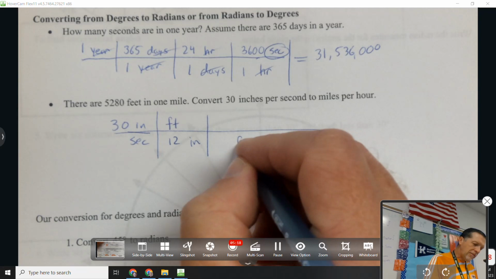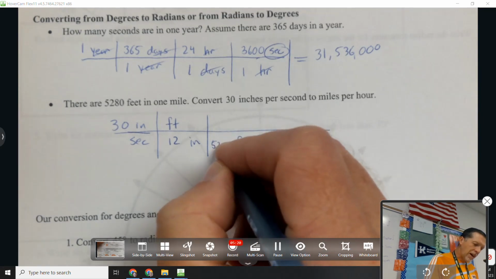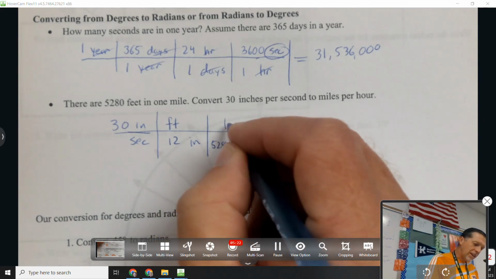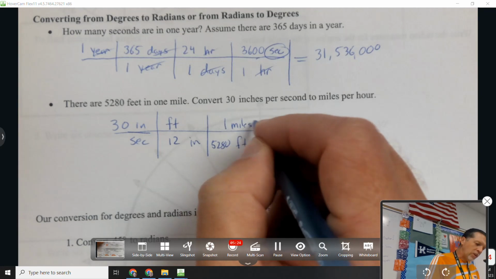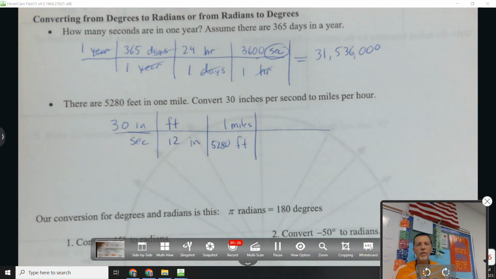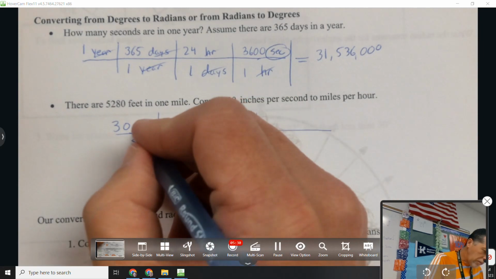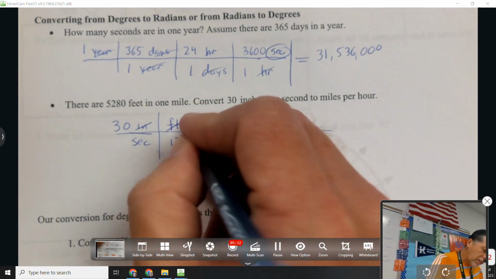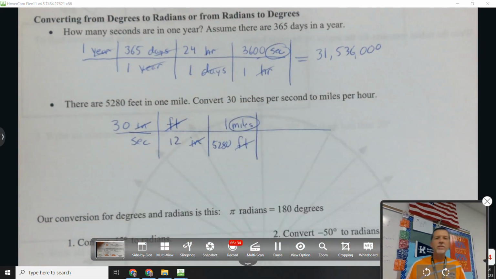And then I would like my feet to go away. Well, not my feet, but you get the idea. I'd like the unit feet to go away. 5,280 feet in a mile. So, and I'm not done, but I'm going to just kind of check and make sure I've got my miles ready to go. So if I stopped here, I'd be miles per second.